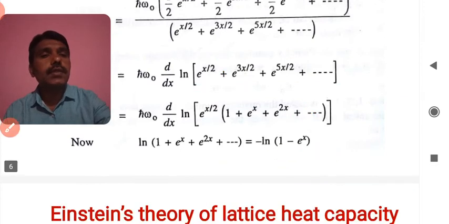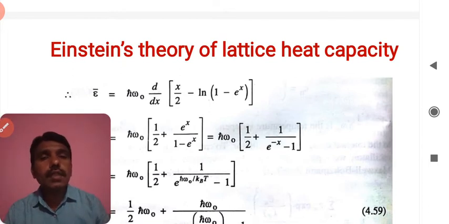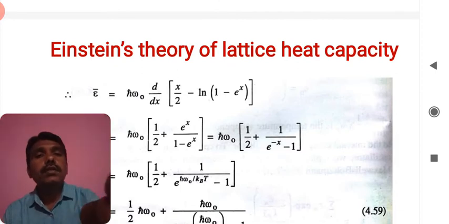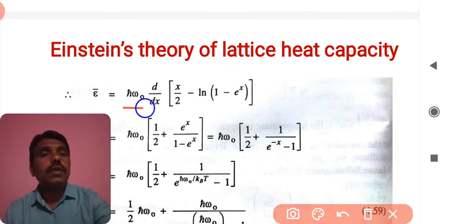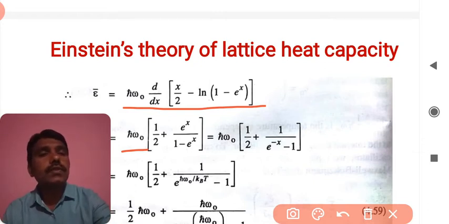आणि हेच जर समजा मी रिलेशन ह्या पद्धतीने याच्यामध्ये इम्प्लिमेंट केलं तर आय विल गेट द न्यू ॲव्हरेज व्हॅल्यू ॲव्हरेज एनर्जी value is nothing but epsilon bar is equal to h cross omega 0 ddx of x/2 minus of log of 1 minus exponential of x is to be there. मग ह्यालाच समजा आणखीन मी ddx जरी काढून टाकलं तर h cross omega 0 I can write to be as an half x/2 चं half plus exponential of x by 1 minus exponential of x.